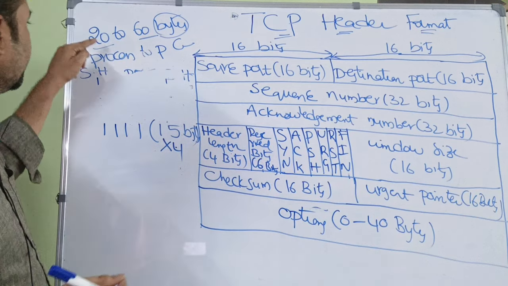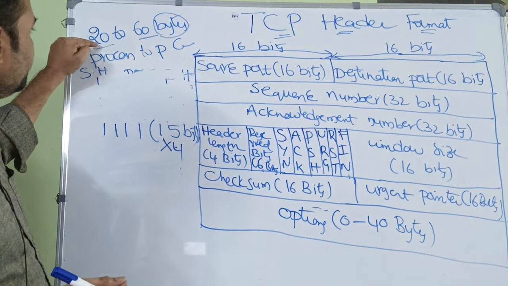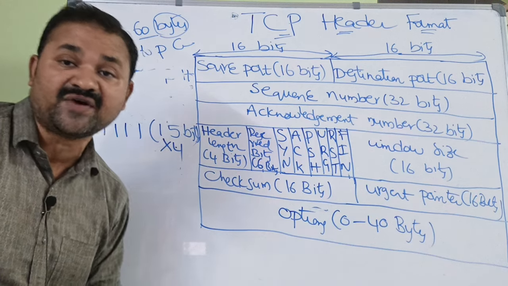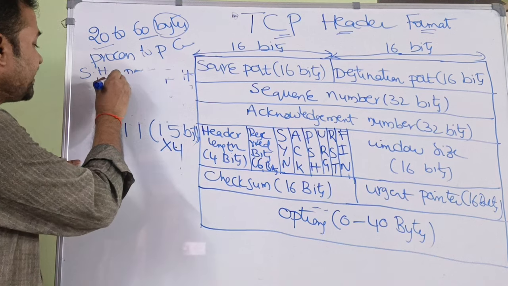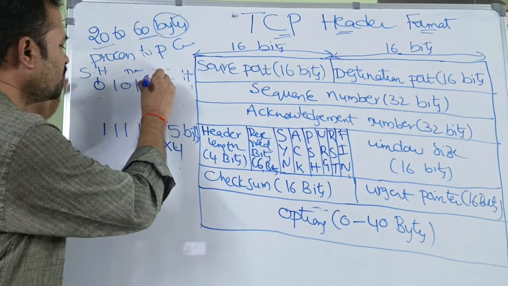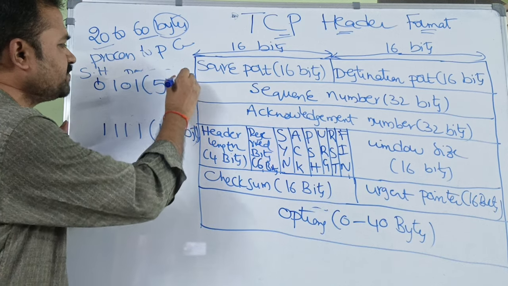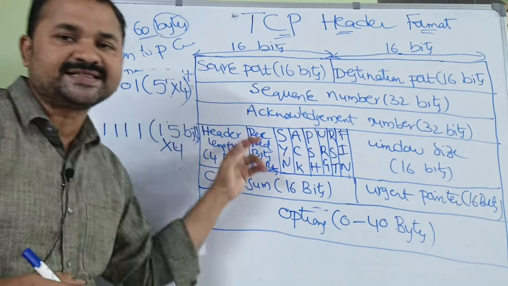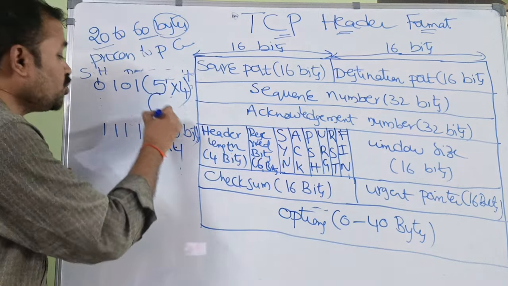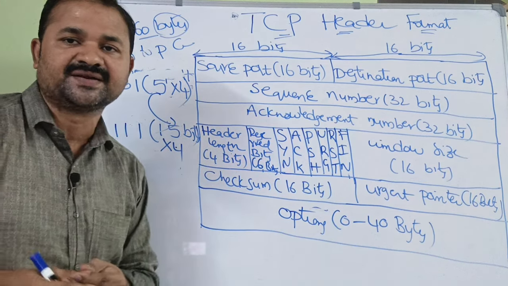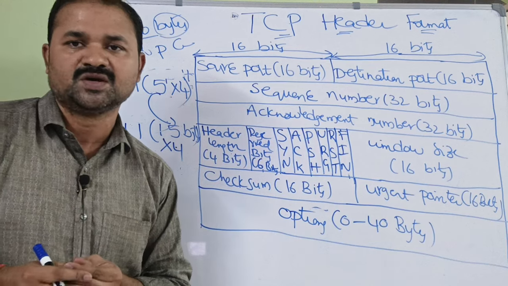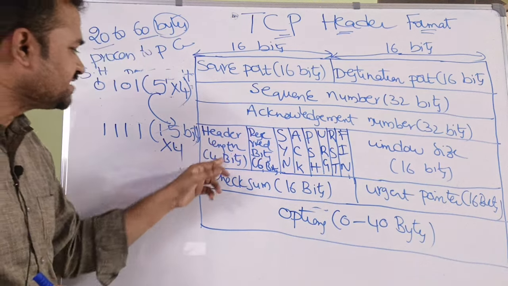So likewise, what is the minimum size here? 20 bytes. So 20 by 4 is nothing but 5. How can we represent 5 in binary notation? 0101. So what is 0101? 5. So 5 into 4 is nothing but 20 bytes. So the size of the header length ranges from 5 to 15. Here each unit is represented in terms of 4 bytes.